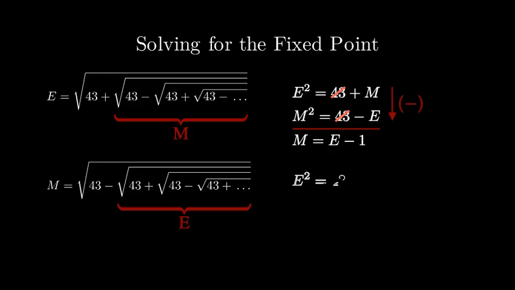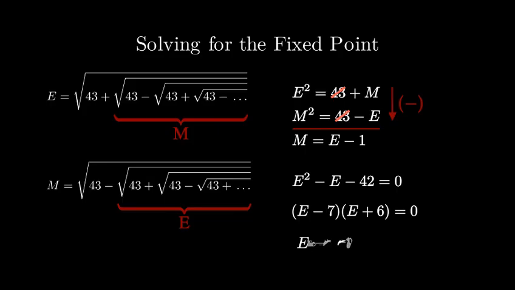Now we substitute this back into our earlier equation. E squared equals 43 plus E minus 1. Simplifying, this becomes E squared equals E plus 42, and then E squared minus E minus 42 equals 0. Solving this quadratic equation, we find two possible solutions, E equals 7 or E equals negative 6. But since all our terms are positive, the only meaningful solution is E equals 7, the exact value of our infinite nested radical.